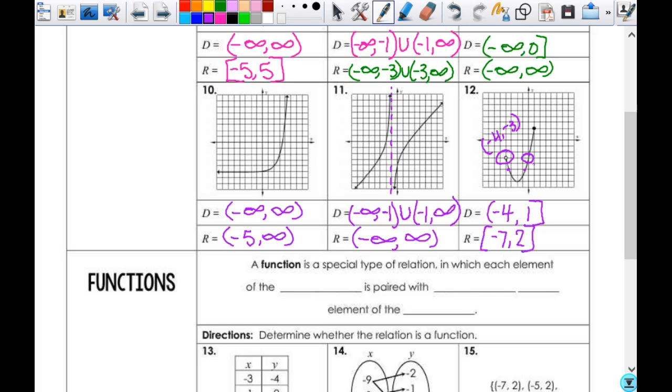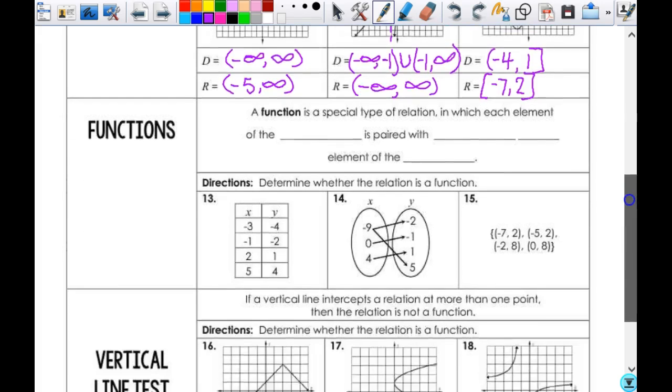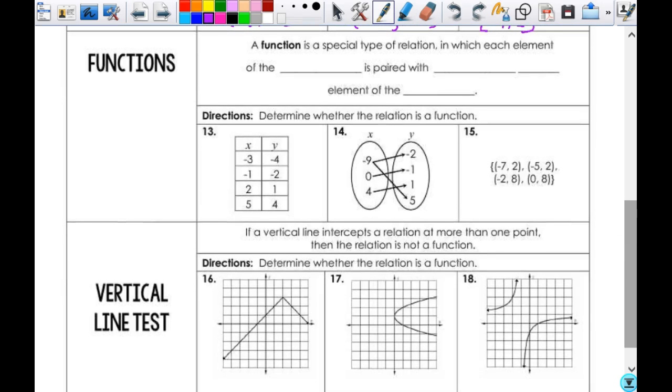Any questions? All right, let's talk about functions real quick. A function is a special type of relation. Okay, so a function is a relation. All functions are relations in which each element of the domain is paired with blank element of the range. Right? And so when you think of domain, you should think in terms of x's, and when you think of the range, you should think in terms of y's. Even though they could be something else, that's the kind of thing that pops in your head.